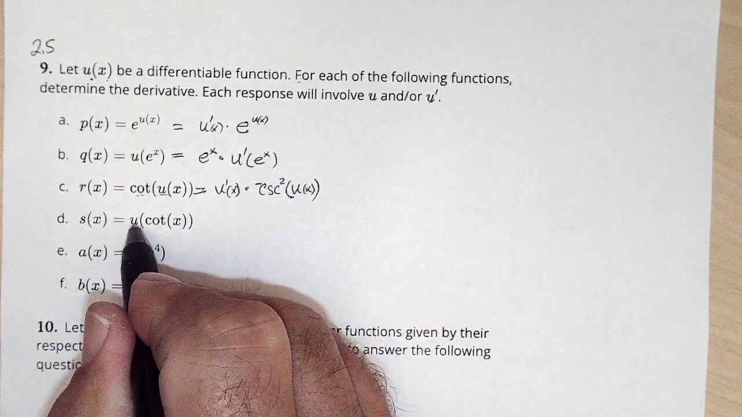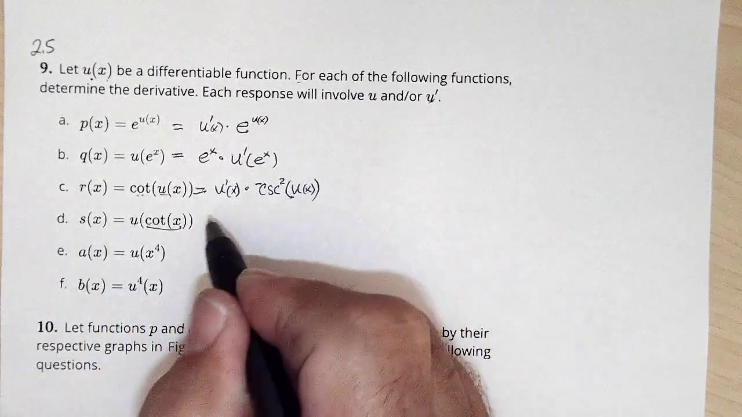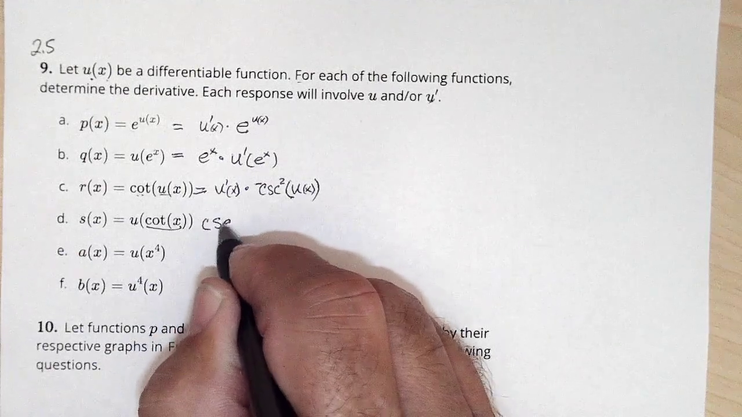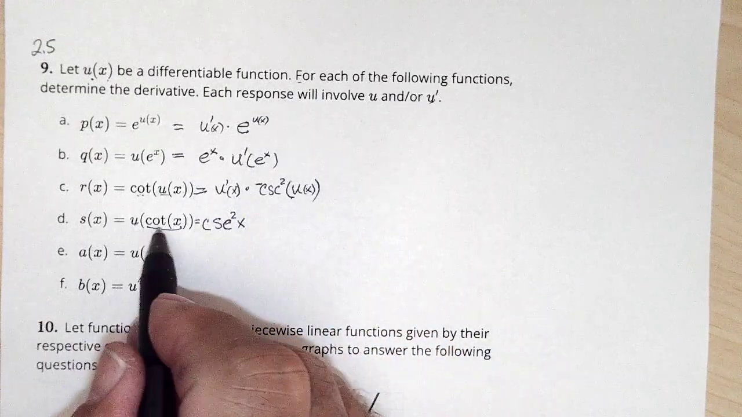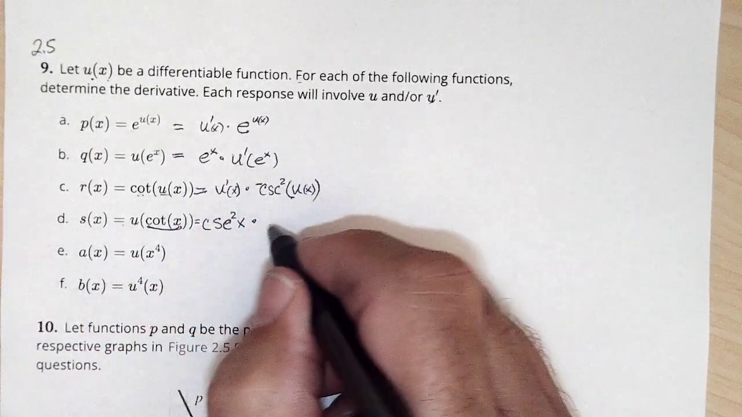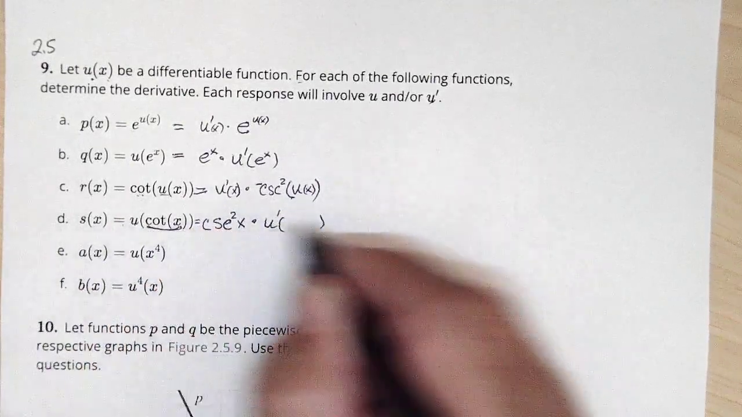Okay, now we've got u as a function of the cotangent, so the derivative of the inside is negative cosecant squared x. That's the derivative of the inside times the derivative of u with the same inside that it had.